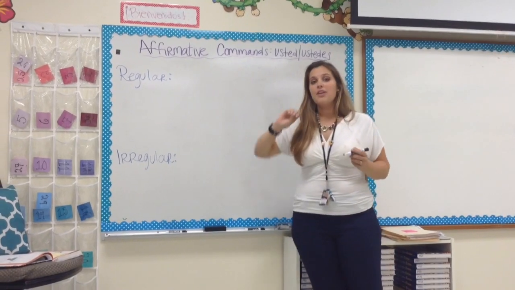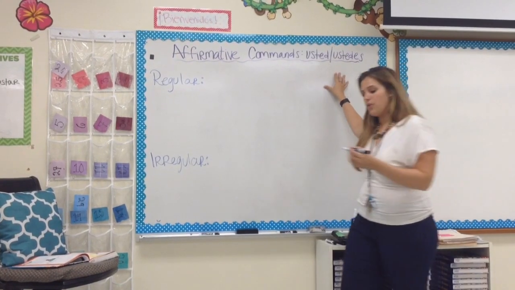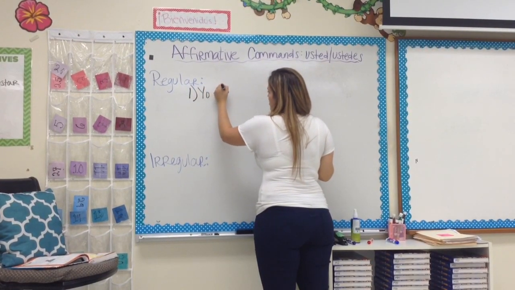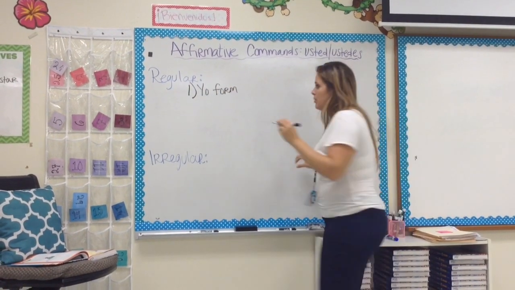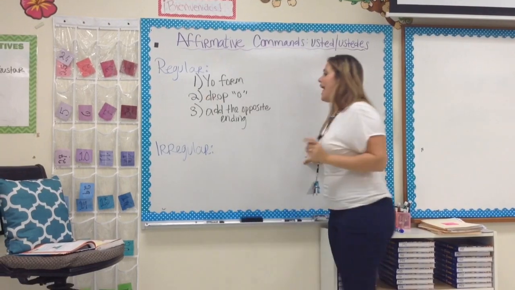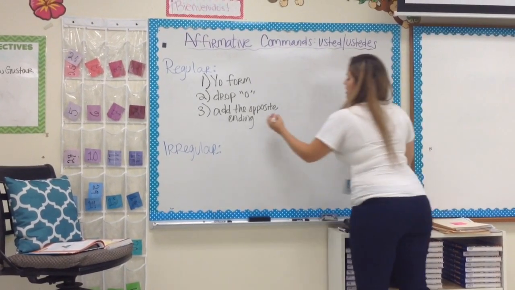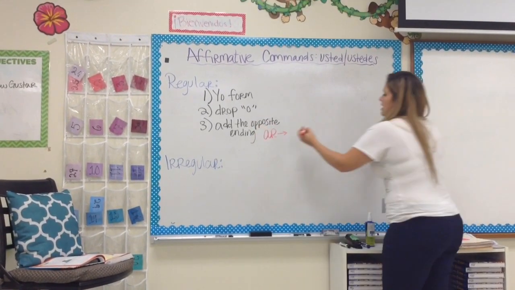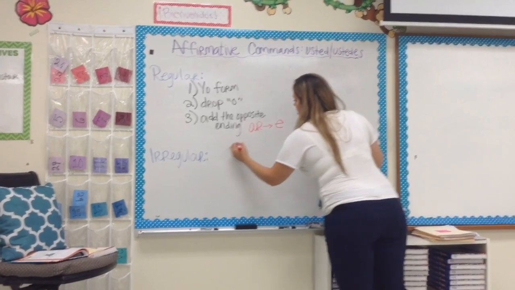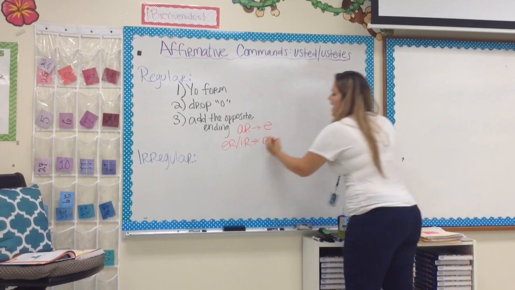So there are a couple of steps when you do the regular affirmative commands in the usted and the ustedes form. Step 1 would be to put the verb into the yo form. Step 2 would be to drop the O. Step 3 would be to add the opposite ending. What I mean by the opposite ending is that if it is an AR verb, it would change to E. If it was an ER or IR verb, the opposite ending would be A.